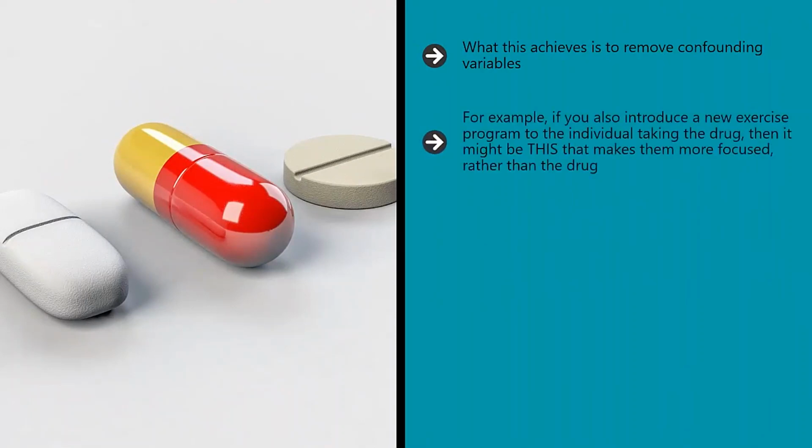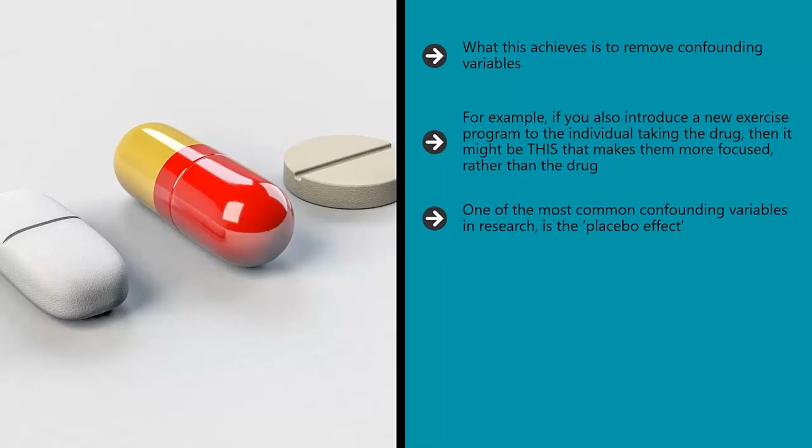A confounding variable is anything that can hurt your outcome, rendering the results of the study useless. For example, if you also introduce a new exercise program to the individual taking the drug, then it might be this that makes them more focused, rather than the drug. That skews your results, and you therefore don't know whether the drug or the intervention made the difference. One of the most common confounding variables in research is the placebo effect.